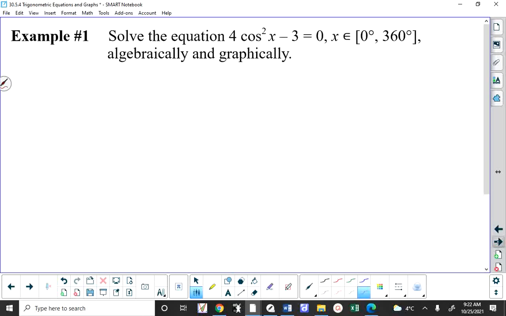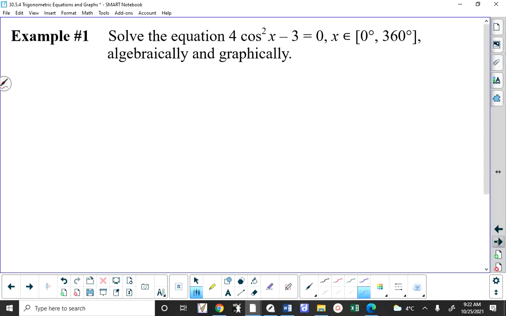So example 1, solve this equation. 4 cos squared x minus 3 equals 0 for x equals any value from and including 0 degrees up to and including 360 degrees. We want to solve that algebraically and graphically. Now, this is a good question to start off with because this was a question on your exam Friday. Some of your exams had sine here, some had cosine, and a shocking number of people got the question wrong, even though I'm sure they felt they got the question right.